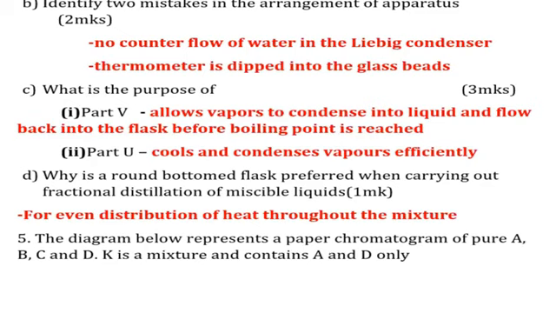D, why is a round bottomed flask preferred when carrying out fractional distillation of miscible liquid? For even distribution of heat throughout the mixture. That's why they require a round bottomed flask.